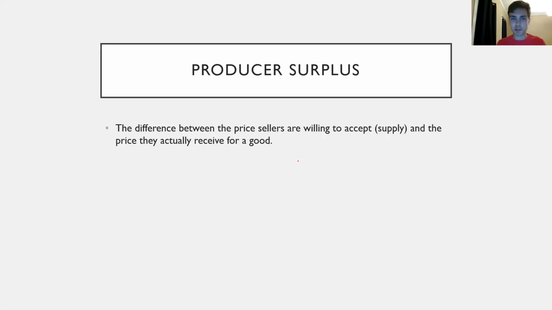Now, producer surplus is fairly similar to consumer surplus. Now when we're talking about producer surplus, we're talking about the difference between what sellers are willing to sell for and the price they receive, right? So the price they receive should be greater than the price they're willing to sell for if they're going to sell.